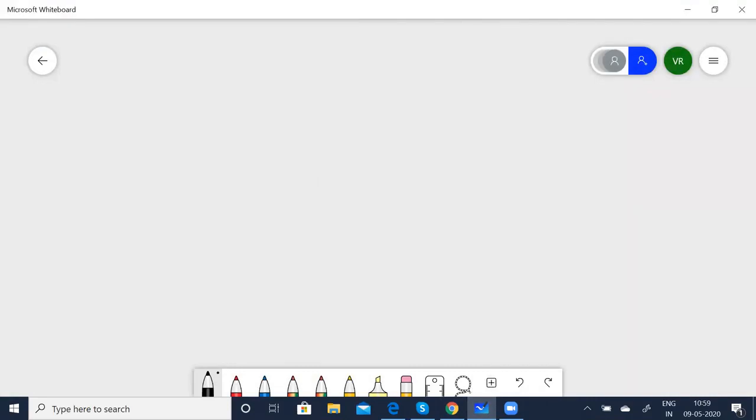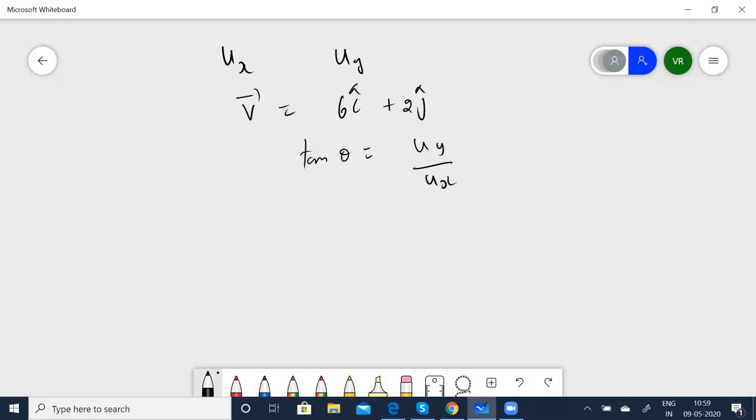Let ux and uy be the initial components of velocity. So v vector is given by 6i plus 2j. So tan theta should be equal to uy by ux. Now vx is going to be 6, he says, and vy is equal to 2, he says.